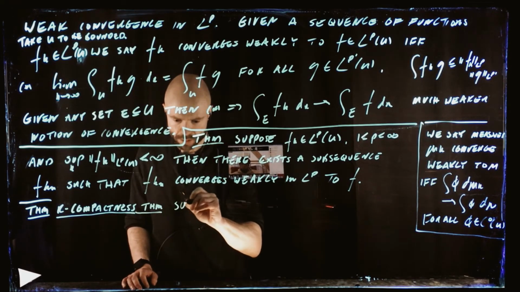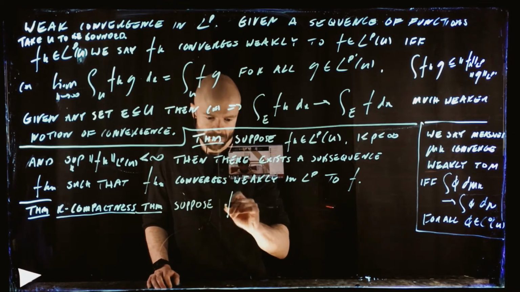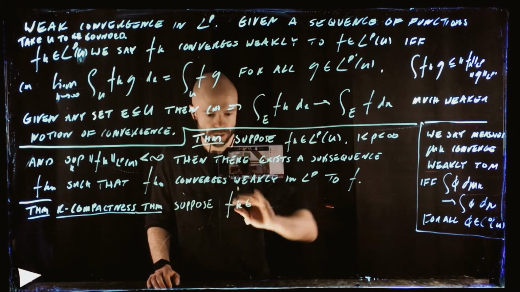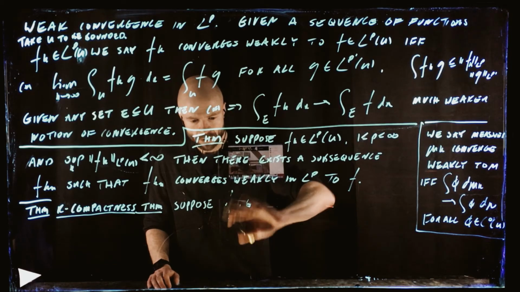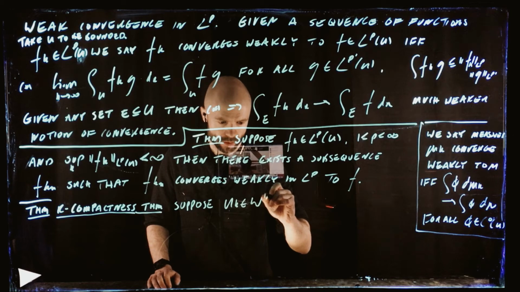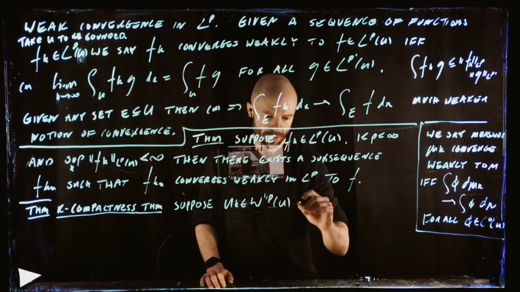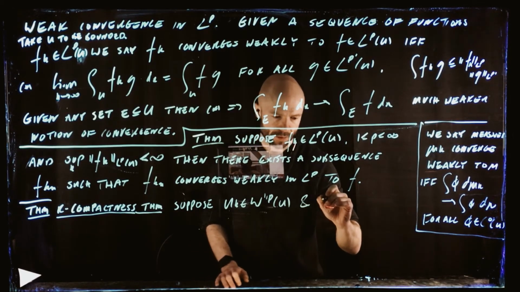So suppose we have a sequence, now let's use different letters, let's call them u_k, belonging to W^{1,p} of U, and uniformly bounded.